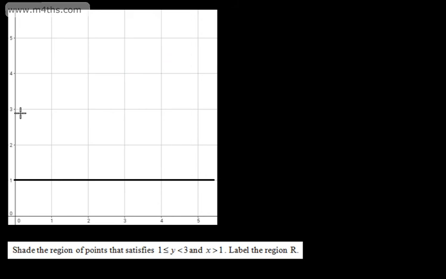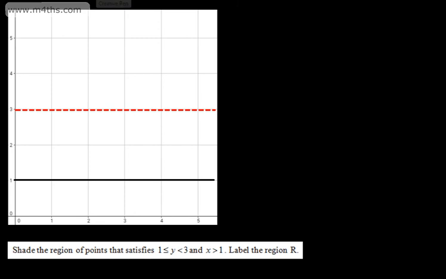Ideally, I'd like the same colour. I'm not going to change these, so it doesn't look fantastic. And then what we've got are all of these points here. So that's what we have. That satisfies this one, so y is equal to or greater than 1. That's the line y is equal to 1, and that's the line y is equal to 3. Any point in here satisfies the first one.